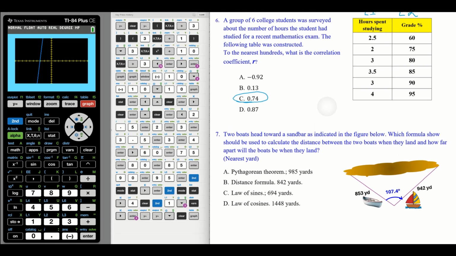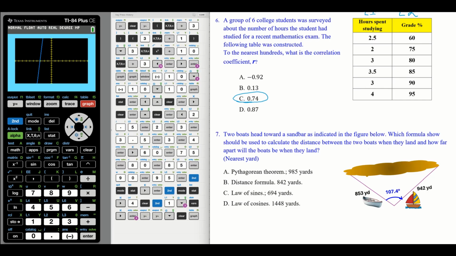Okay, so what we're doing, this guy, we don't need a calculator for this. Let's read it. 2 boats head towards a sandbar. That must be the sandbar. Okay, as indicated in the figure below, which formula should be used to calculate the distance between the 2 boats when they land, and how far apart will the boats be when they land? Okay, look at your options.